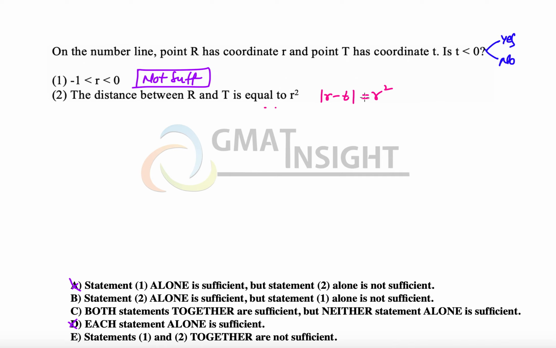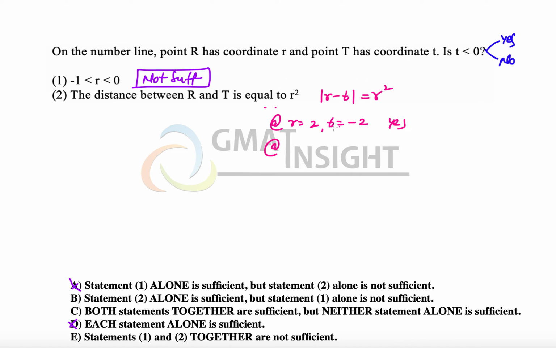Now, let's understand that can we have T negative as well as positive. So let's say that R is equal to 2 and T is equal to minus 2. R minus T becomes 4 and R square is also 4. So T is less than 0, yes.